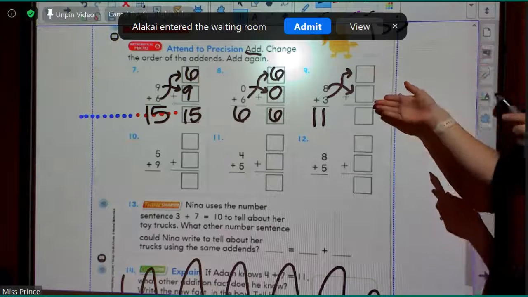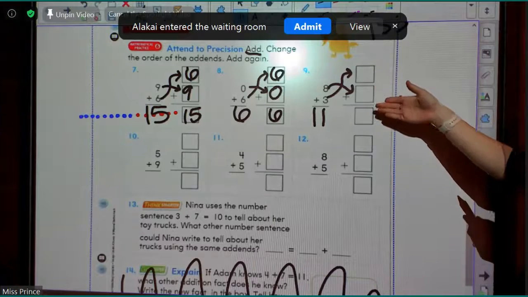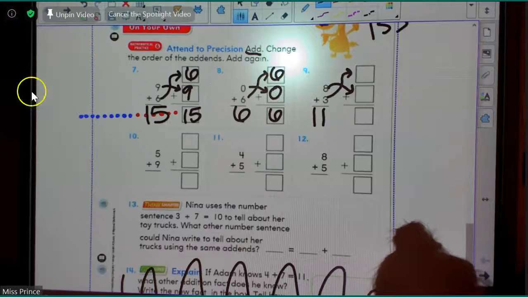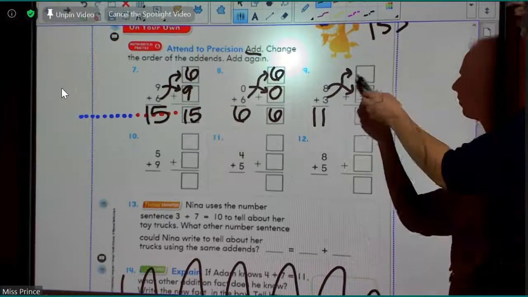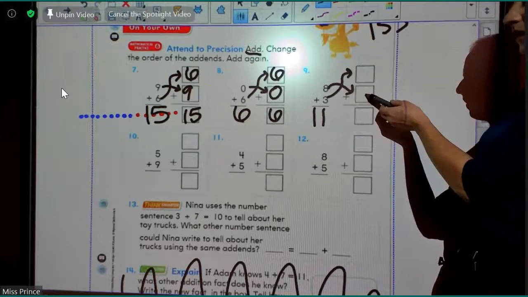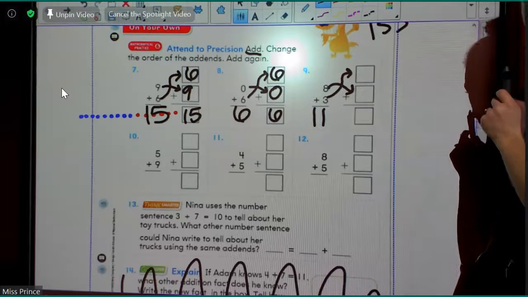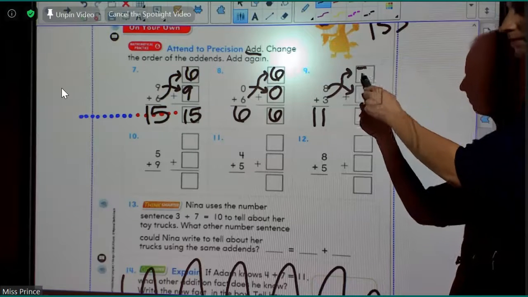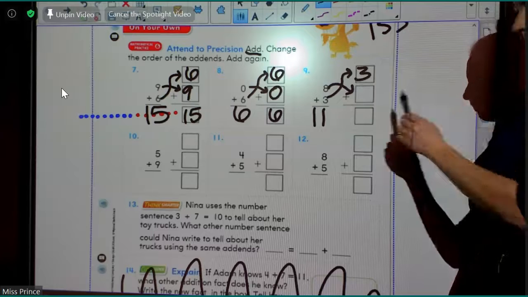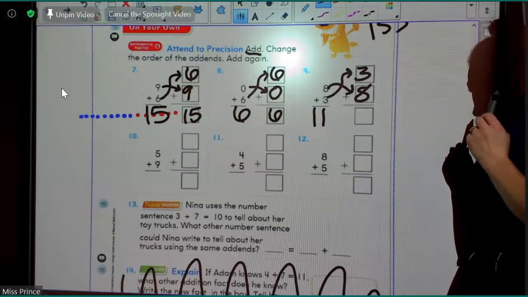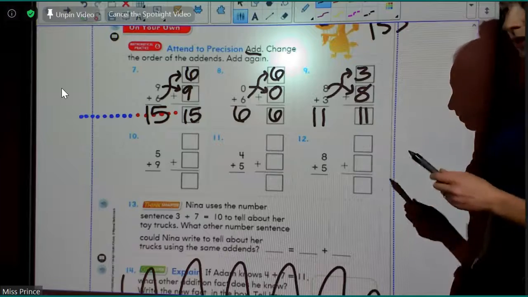All right, Kieran, we're going to flip-flop. Can you tell me what I'm going to write here? 8. So we already have 8 on the top. Now 8 can go on the bottom. So what's going to go on the top? 3. Good job. 3 plus 8, and it still equals 11. Good job.